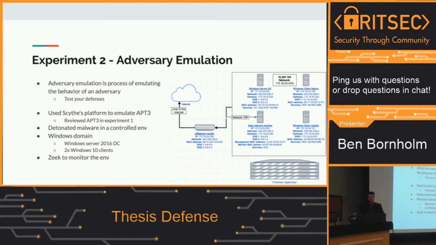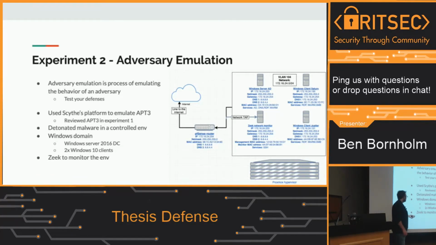So adversary emulation is the process of emulating the behavior of an adversary in your environment. So you may actually create some malware that will look like a particular threat actor and drop that into your environment and see, hey, can we actually detect or prevent this type of actor in our environment? And that's really what adversary emulation is trying to do. And we specifically did that with the Scythe platform, and we emulated APT3. Remember back in experiment 1, we reviewed APT3 from reports, so we knew exactly what Scythe's platform was doing, and we made sure that they were emulating APT3 correctly.